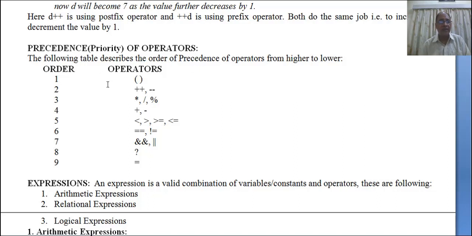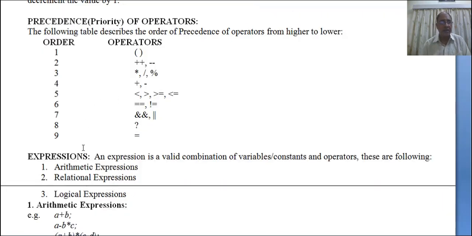So we can understand this by this table. First is brackets, then the increment or decrement operators are calculated, then multiplication, division or percentage, then plus or minus, then greater than, less than, relational operators, then assignment operators, then these and, or, that is logical operators, then the ternary operator, and the last one, the assignment operator, is taken care of. So this is how the precedence or the priority takes place while calculating the expression in Java.